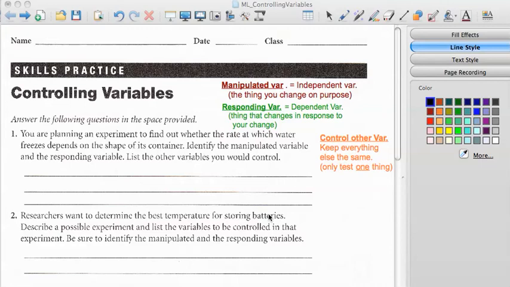So we know we only want to change one thing in an experiment. And that one thing has two different names. It's called either the manipulated variable or the independent variable. It's the single thing you change. It's the thing you change on purpose.